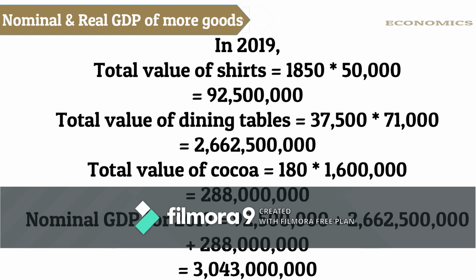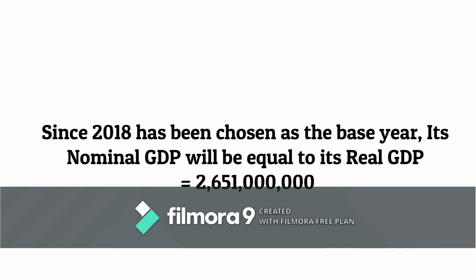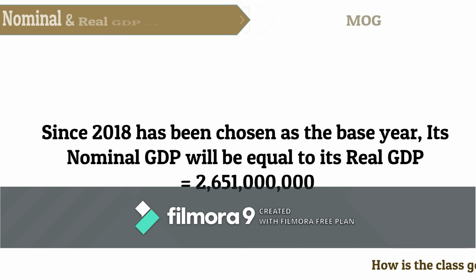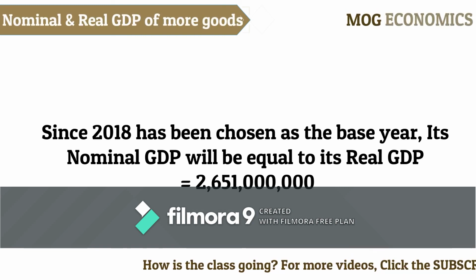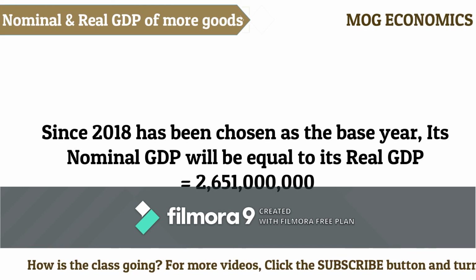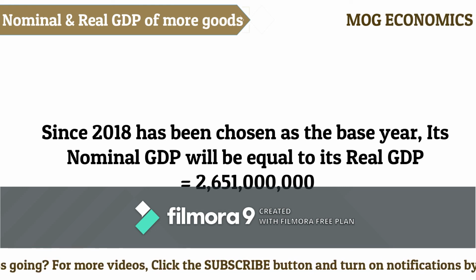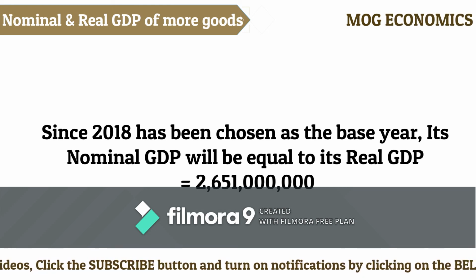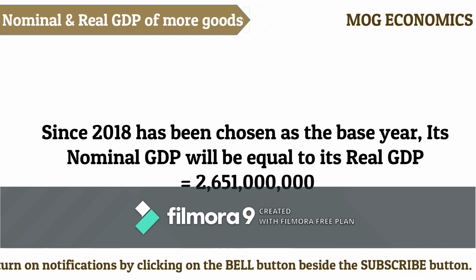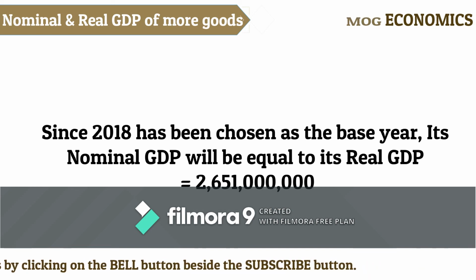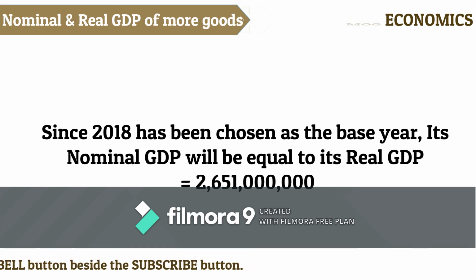So how do we calculate the real GDP for both years? Recall in one of our lessons that real GDP is equal to the nominal GDP of a year whose prices have been chosen to be the base year prices. So therefore, the real GDP of 2018 will be equal to its nominal GDP, and that gives us a value of 2 billion 651 million.